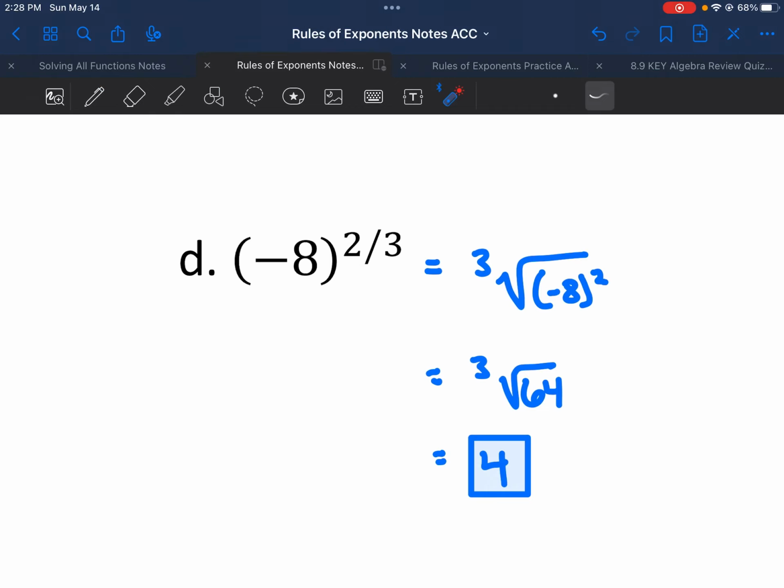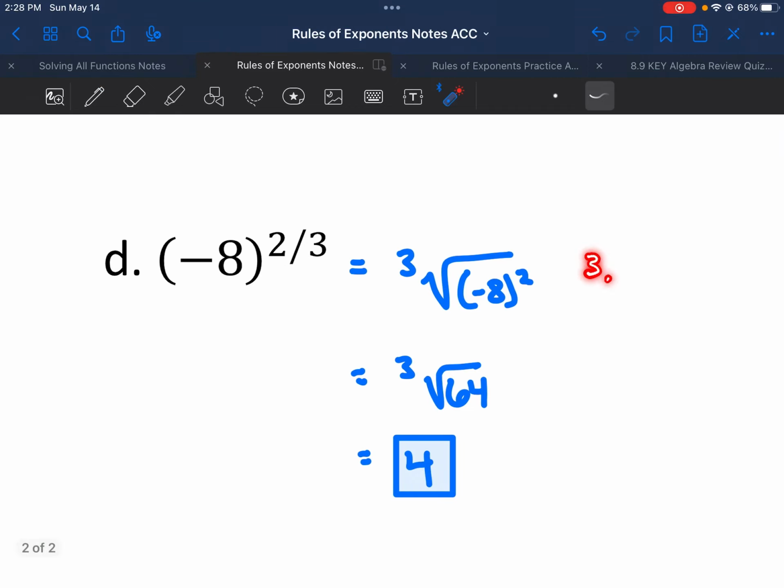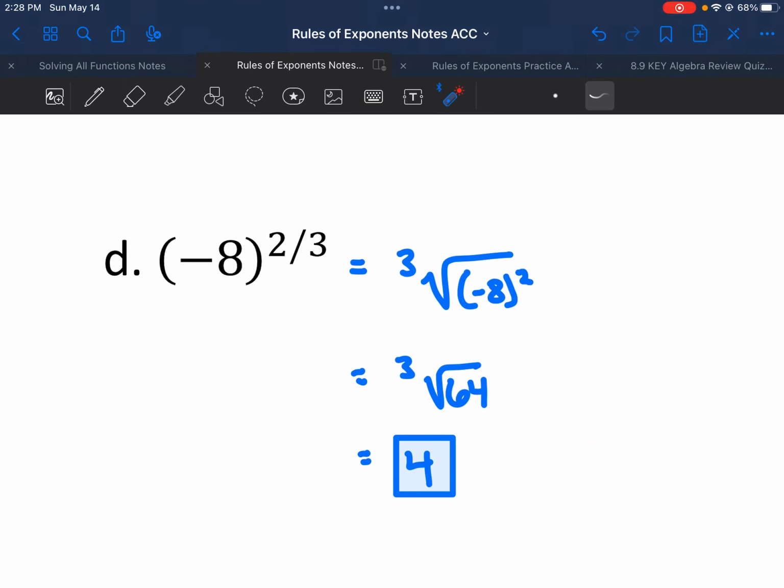Notice this still would have worked looking at it the other way. If I would have said cubed root of negative 8 quantity squared, well, the cubed root of negative 8 is negative 2, but then negative 2 squared still would equal 4. So regardless of how you set it up into either of those two different forms, we still would have got the exact same answer.